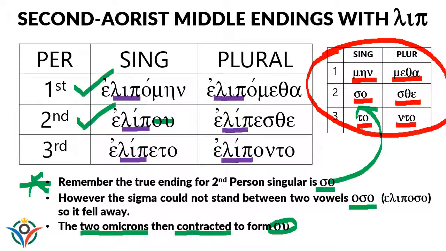The third person singular is elipeto. First person plural is elipometha. The second person plural is elipesthe. And the third person plural is elipонto. And as you should be aware of already, the only way that you're going to differentiate between the second aorist middle and the imperfect middle forms is by recognizing that a stem change has taken place.